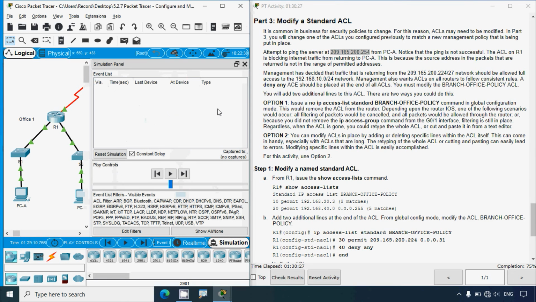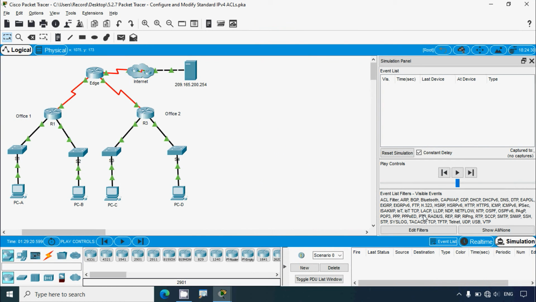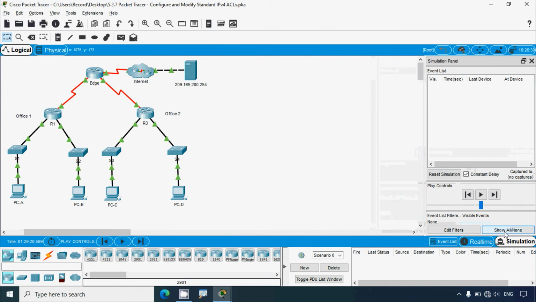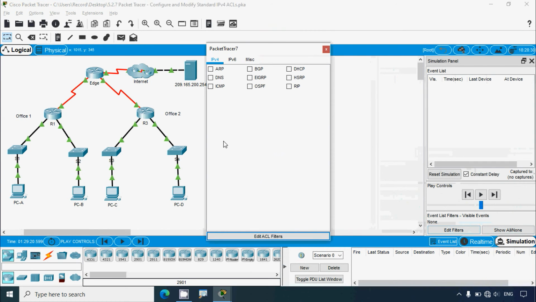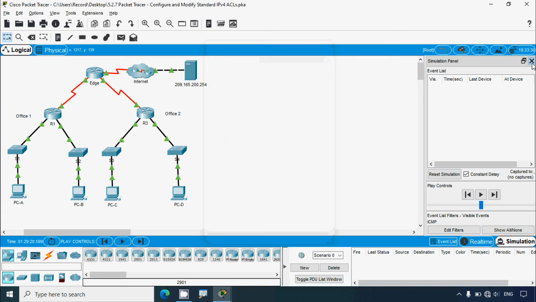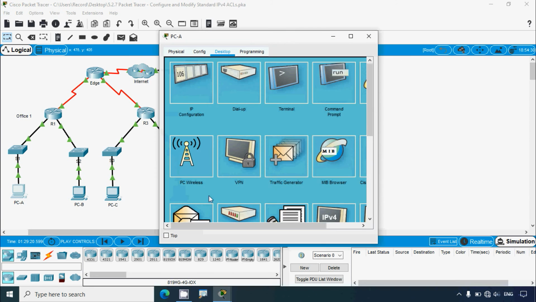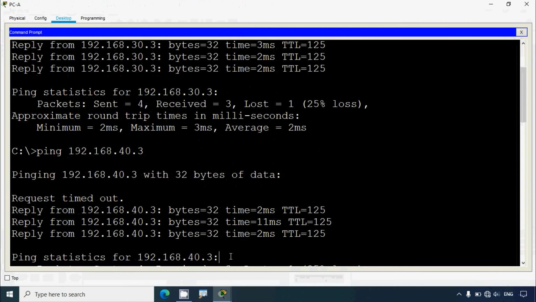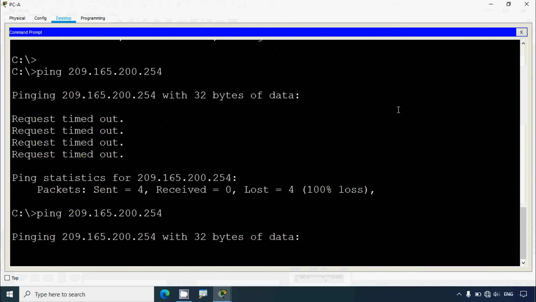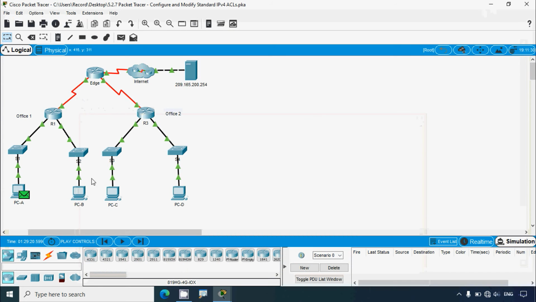We will go to simulation. Let me maximize this. And here I will click on show all none. Then edit filters. Here we will choose only ICMP. Now we will see why it's not pinging. So I will go to the PC-A command prompt. Again we will ping to our server. And here we can see our ICMP packet.